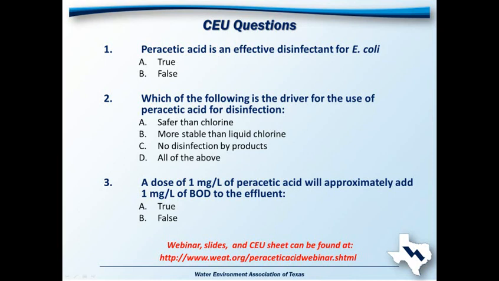Question 1 is, peracetic acid is an effective disinfectant for E. coli. It's a true or false question. 2, which of the following is the driver for the use of peracetic acid for disinfection? A, it's safer than chlorine, B, it's more stable than liquid chlorine, C, no disinfection byproducts, or D, all of the above. And the final question, a dose of 1 milligram per liter of peracetic acid will approximately add 1 milligram per liter of BOD to the effluent, and that's a true or false question as well.